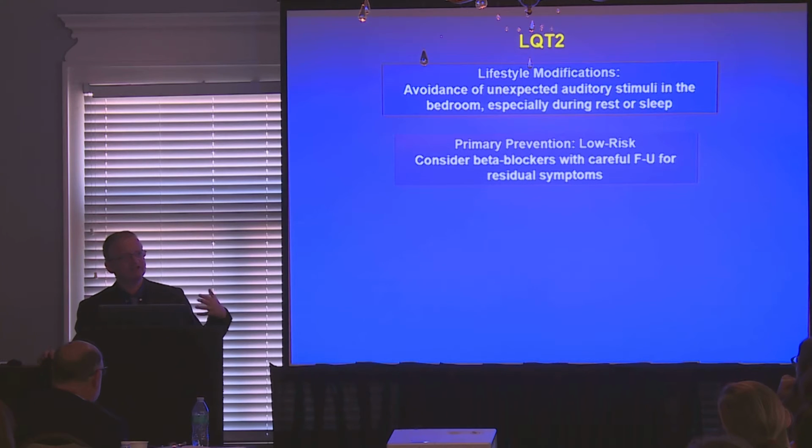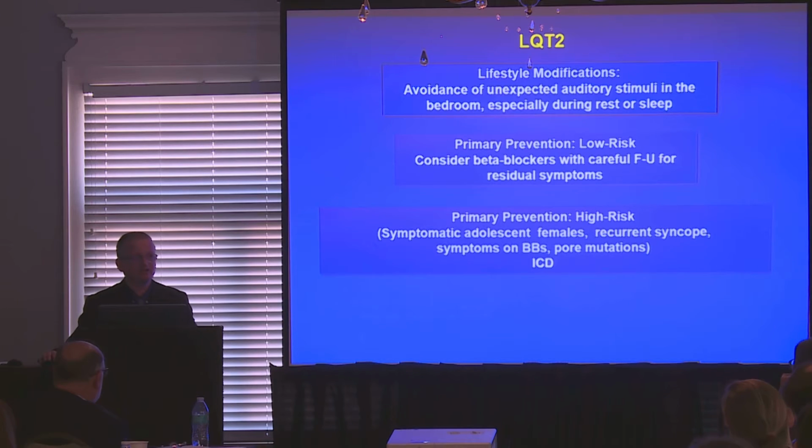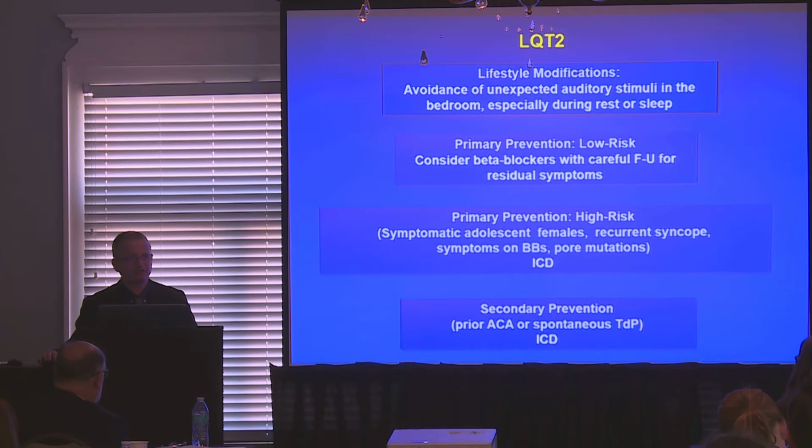So everybody should be started on beta blockers, but if there is a hint of residual symptoms on beta blocker therapy, like syncope, these patients should be carefully considered for an ICD. Patients who have pore mutations with symptoms, patients who have recurrent symptoms or syncope on beta blockers should also be considered for an ICD. And again, secondary prevention.